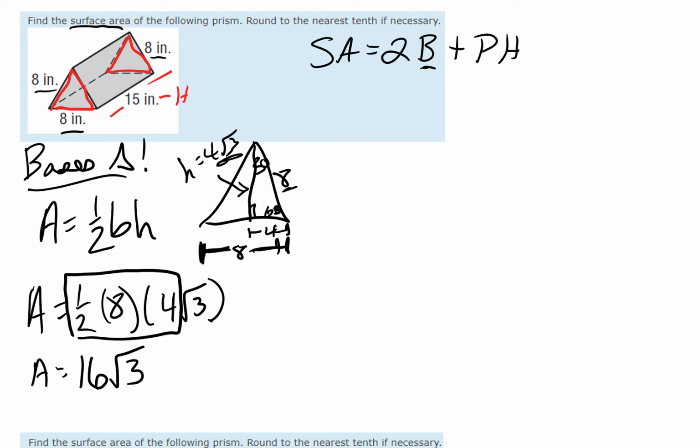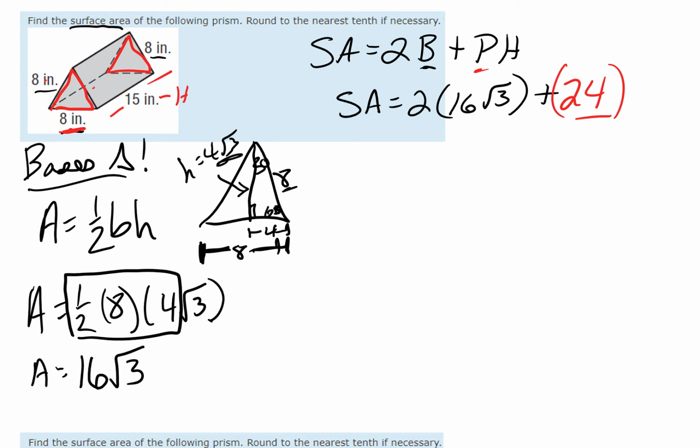So we can go ahead and plug that in here. Surface area is 2 times 16 square root 3 plus, now I need the perimeter of my base. We remember our base was an 8 by 8 by 8 triangle, so 8 times 3 is 24. So the perimeter of my base was 24. And now I need my height. We talked about this already. Our object is laying down on its side, so the height of this is 15. So now I'll pull up a calculator here so you can see me type it in.